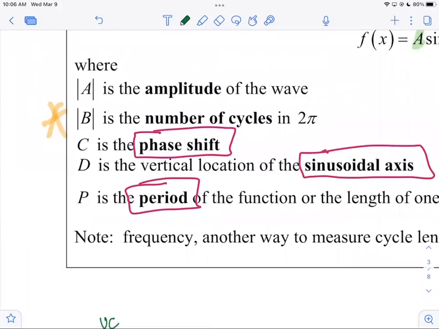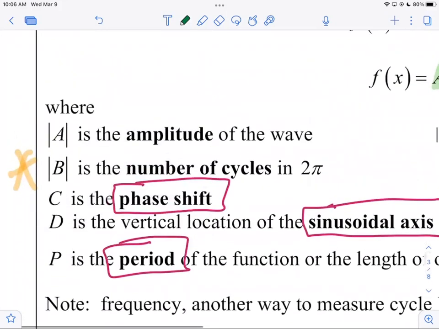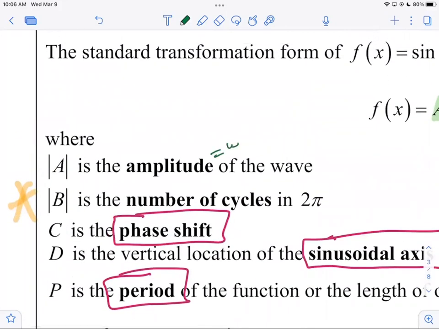A, the absolute value of A is your amplitude, right? Amplitude, how do we define amplitude? The height. Yeah, it's your wave height. So that's going to be the positive distance that we go above the sinusoidal axis and below the sinusoidal axis to hit our high point and low point respectively. And we put the absolute value around it because, of course, if it's negative, it reflects across the x-axis.